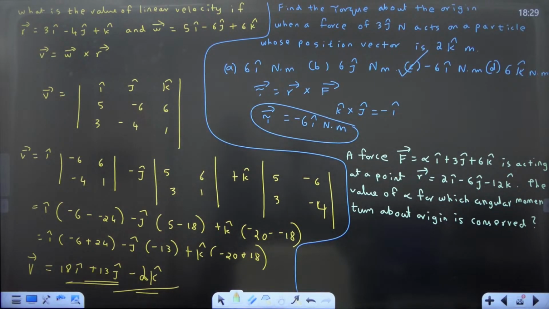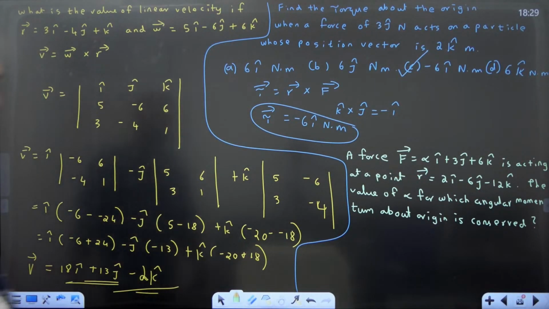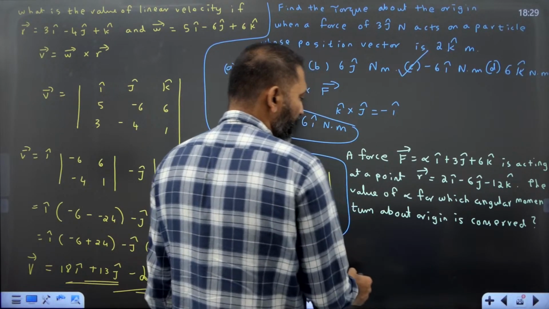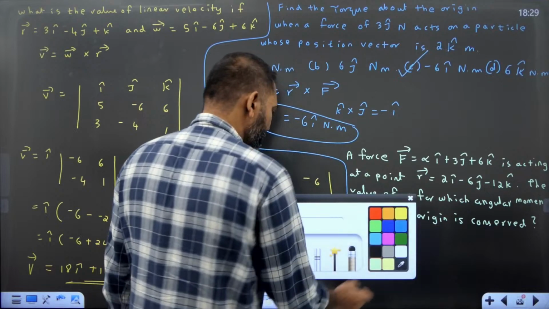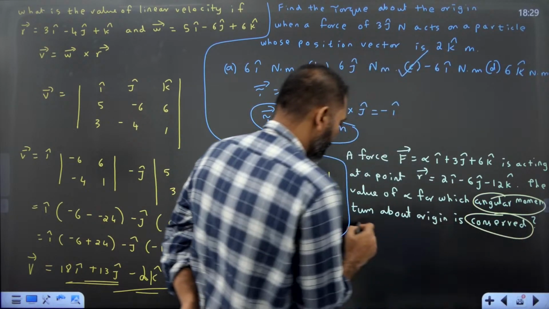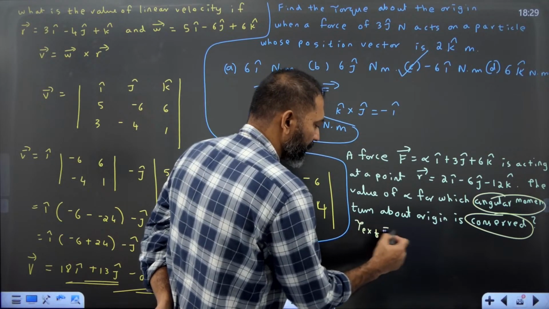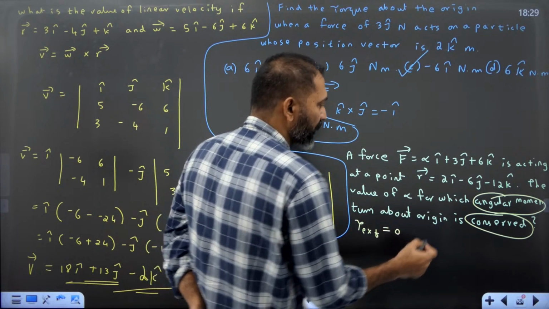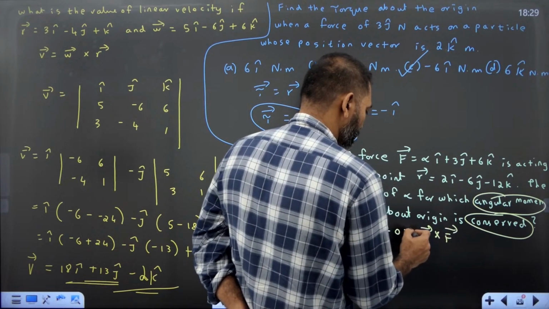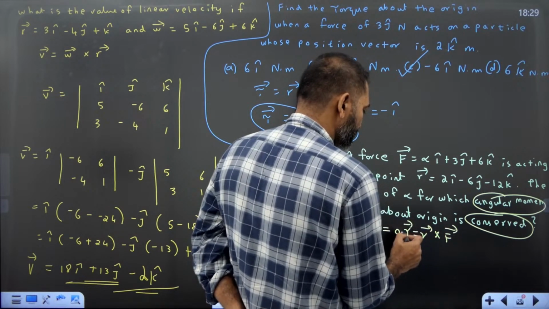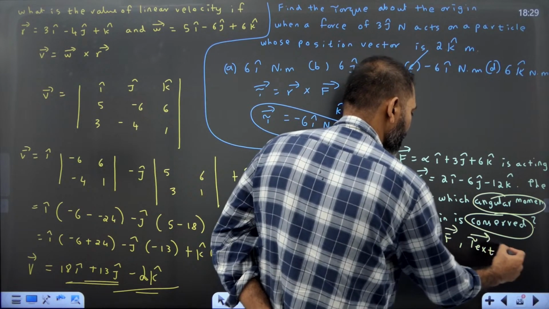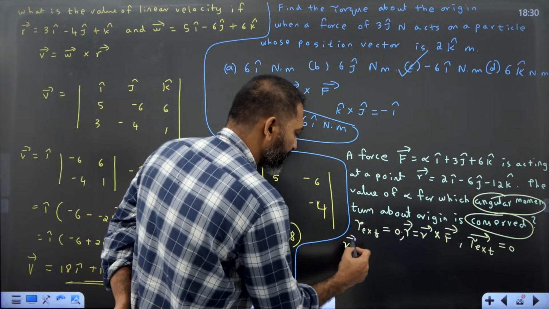Okay, let's solve this. Remember, it is given that angular momentum about the origin is conserved. That means external torque should be 0. Torque tau vector is equal to R vector cross F vector. External torque 0 means R vector cross F vector is equal to 0.